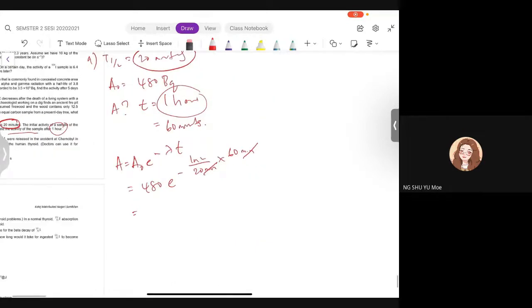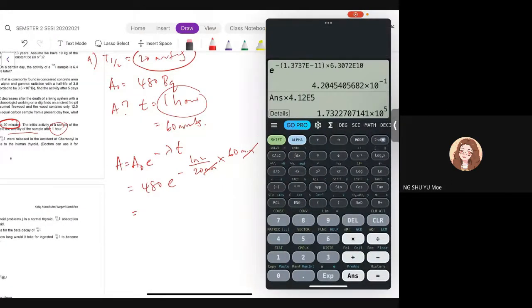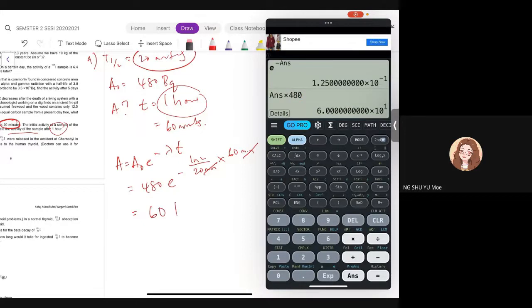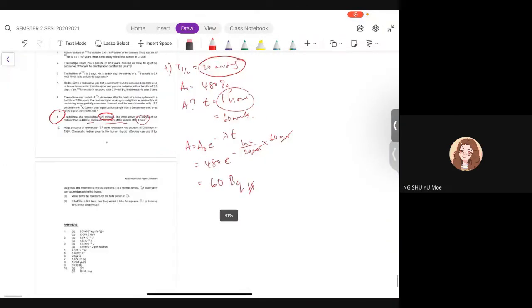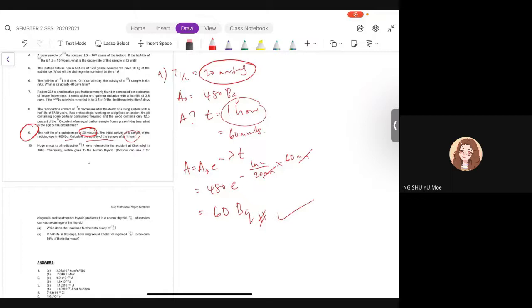So tekan calculator. Okay, so saya tekan ln 2 divide by 20. So darab 60. So I get this exponential negative answer. So saya dapat ni, saya darab 480. So jawapan saya adalah 60 lah. 60 BQ Becquerel. Betul tak jawapan dia 60? Jawapan dia 599. Betul lah tu. So itulah cara dia nak buat soalan ni. So awak kena kenal A tu apa, M tu apa. Dan unit kena tahu.